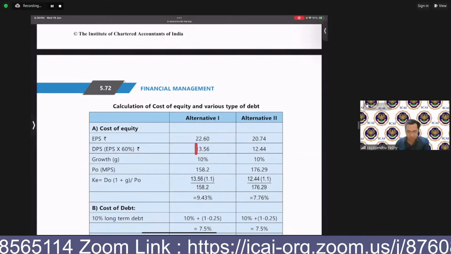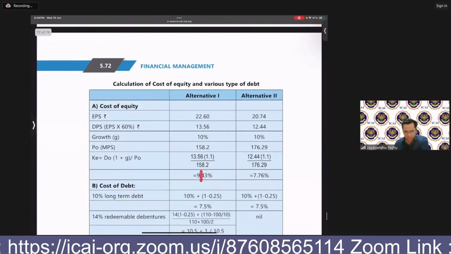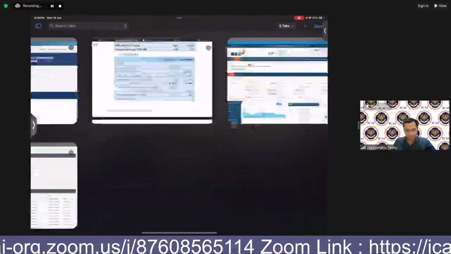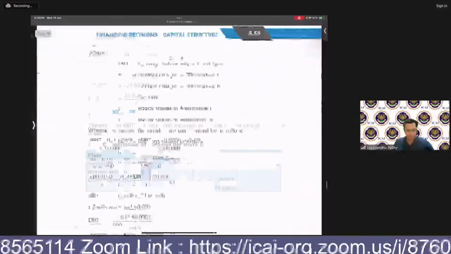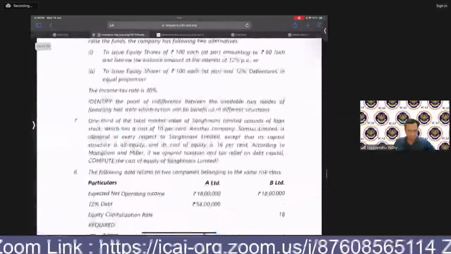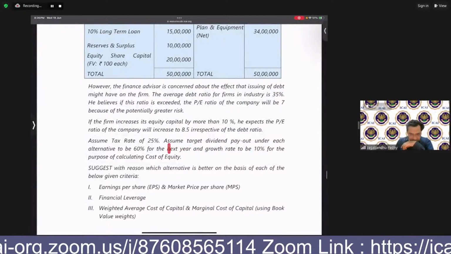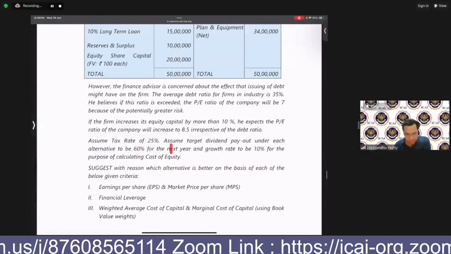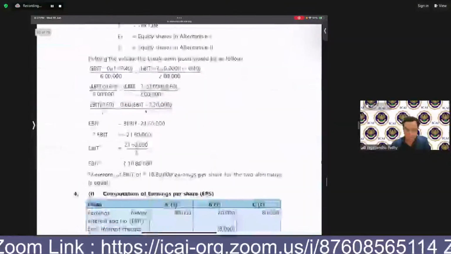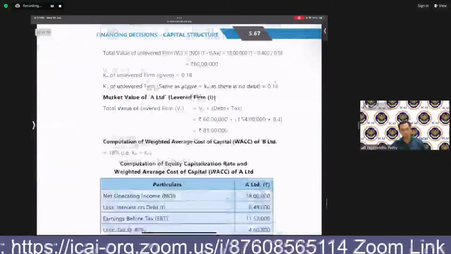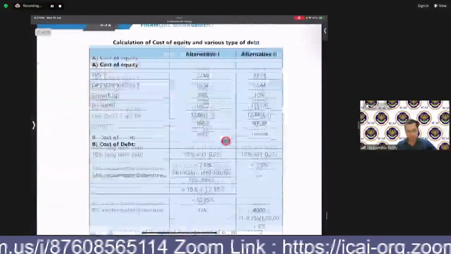So cost of equity is D1 upon P0 plus g, should it be there? One second. Is it going to be till perpetuity or how is it? Under the assumption, dividend payout under each alternative is 60% for next year and growth rate to be 10%. Okay, so they are saying that growth rate has to be taken as 10% only for 1 year. Beyond that, it will be kept as a constant figure. So it's just D1 upon P0. There is no sustainable growth rate that we have in this question, and for that reason this is going to be just 9.43%.